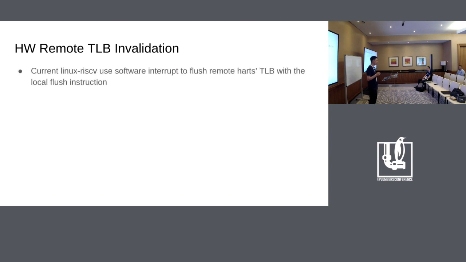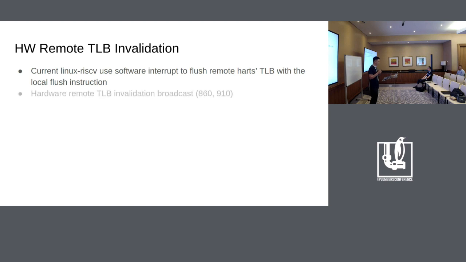Currently, Linux RISC-V uses software interrupt to flush remote hart TLB with the local flush instruction. In the RISC-V privilege specification, there's only the local TLB flush definition. And when we talk about hardware remote TLB invalidation, mostly we will think of the ARM's TLB invalidation instructions. It's a very ARM smell. Our company's CPUs also use this instruction.